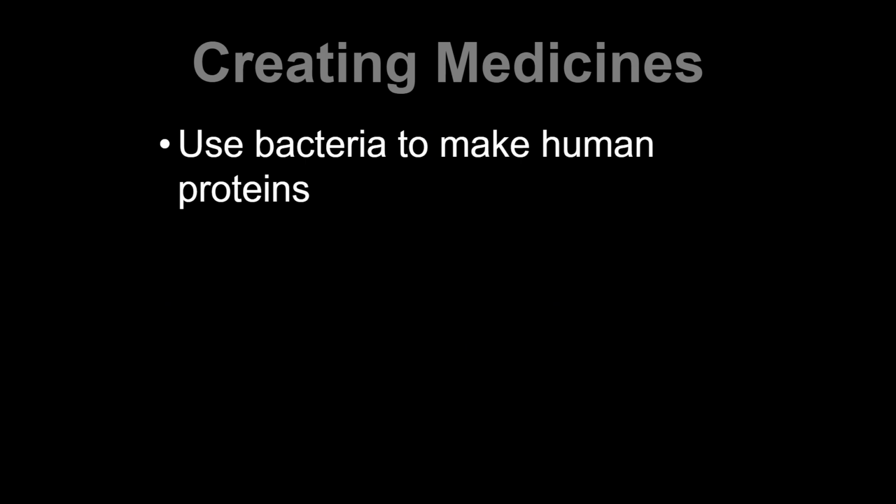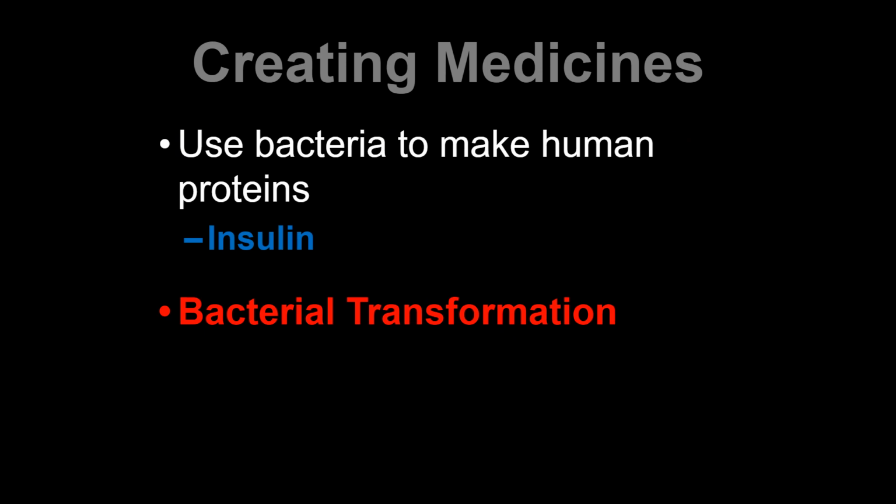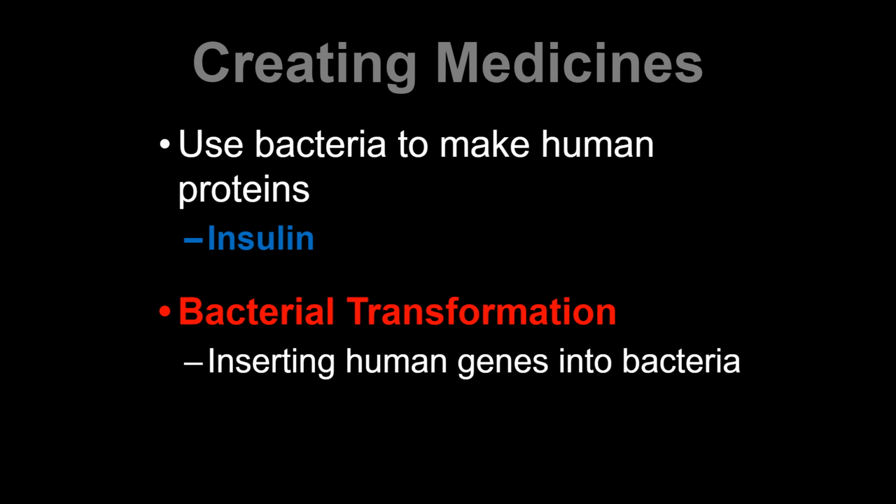In addition to creating medicines that are specific to genetics, we can actually use things like bacteria to make proteins that we might need, like, for example, insulin. That's something that diabetics need. And what we can actually do is create what's called a bacterial transformation, where we insert the human gene for insulin into a bacteria and create recombinant DNA. In other words, I'm combining DNA from both the human and the bacteria, and then I can make the bacteria create the insulin.